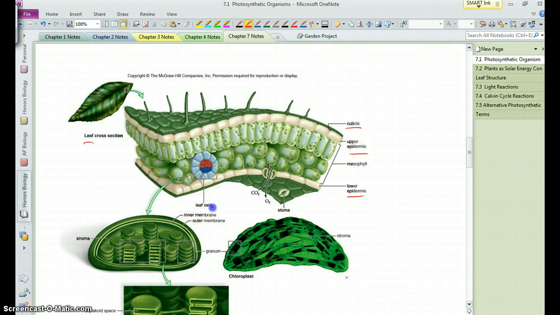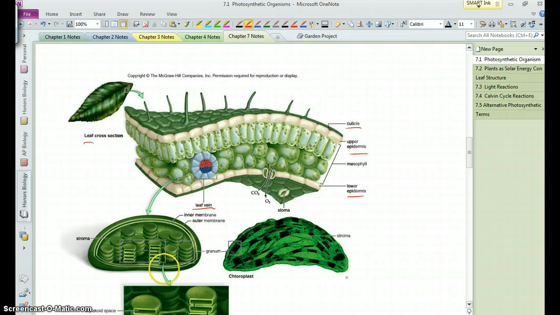You also have veins in the leaves, and they are what bring water up through the stem and into the leaf. And then you've got all these cells in the inside known as the mesophyll cells, and they're the ones that are doing all the photosynthesis. You can see inside of them are all these chloroplasts here.